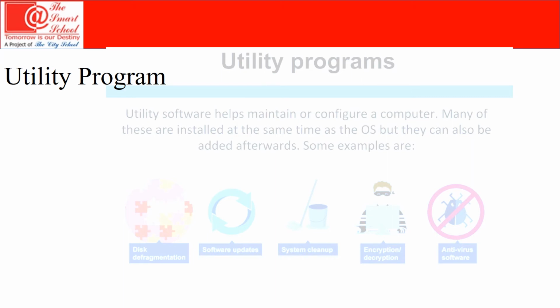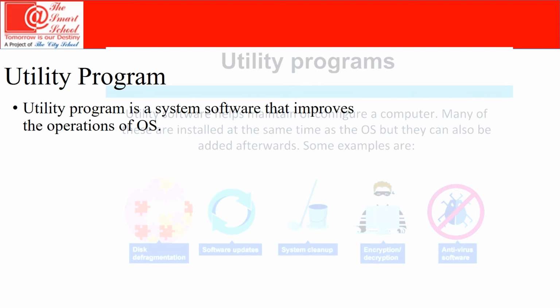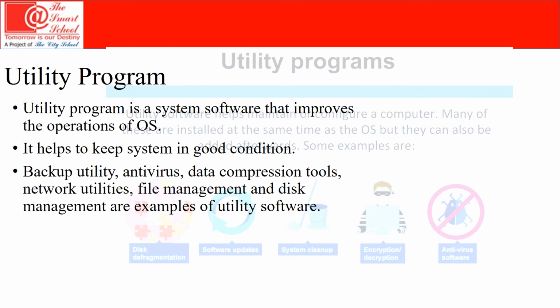Utility programs. These are also the part of system software. These programs are used to organize the resources of the computer. You can read the definition of utility programs as shown on this screen. Utility program is a system software that improves the operation of operating system. It helps to keep the system in good condition. Backup utility, antivirus, data compression tools, network utilities, file management, and disk management are examples of utility software.